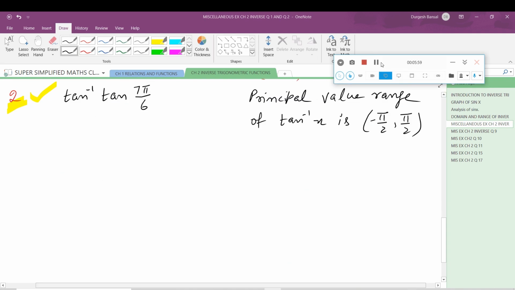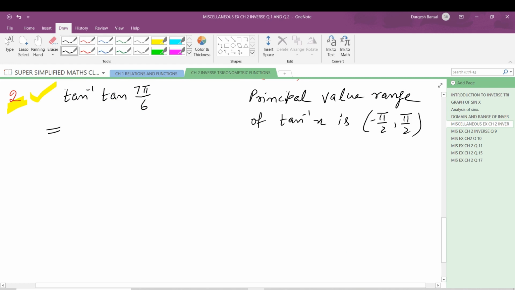Now we move to the second question: tan inverse tan 7 pi by 6. Whatever value you get from this function should belong to the open interval minus pi by 2 to pi by 2. And directly I cannot write the value 7 pi by 6. Sometimes students make this mistake of directly writing the answer to be 7 pi by 6. But this is wrong. Why? Because 7 pi by 6 does not belong to the open interval minus pi by 2 to pi by 2.